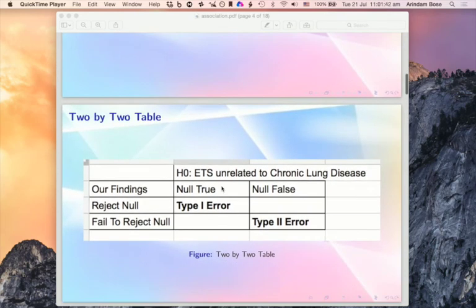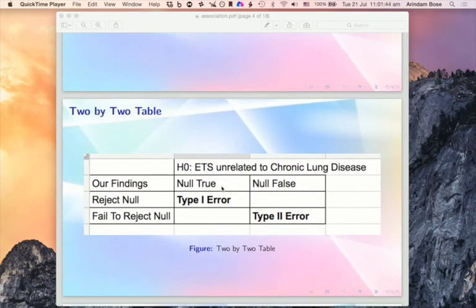And in the 2x2 table, in this particular instance, the null hypothesis is stated as follows, that environmental tobacco smoke is unrelated to chronic lung disease or lung cancer in this particular case. So we'll say environmental tobacco smoke exposure as measured using urine cotinine levels will be very similar for people with and without lung cancer. And in this 2x2 table, based on our findings of actually conducting the study, we can either reject the null hypothesis or we will not reject the null hypothesis. In that case, the technical term is that we fail to reject the null hypothesis.